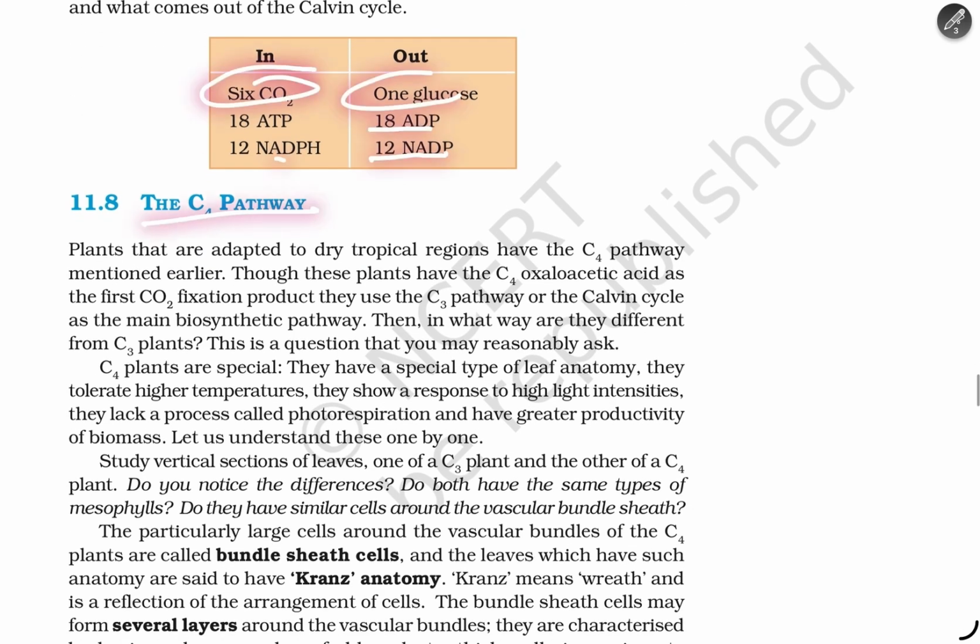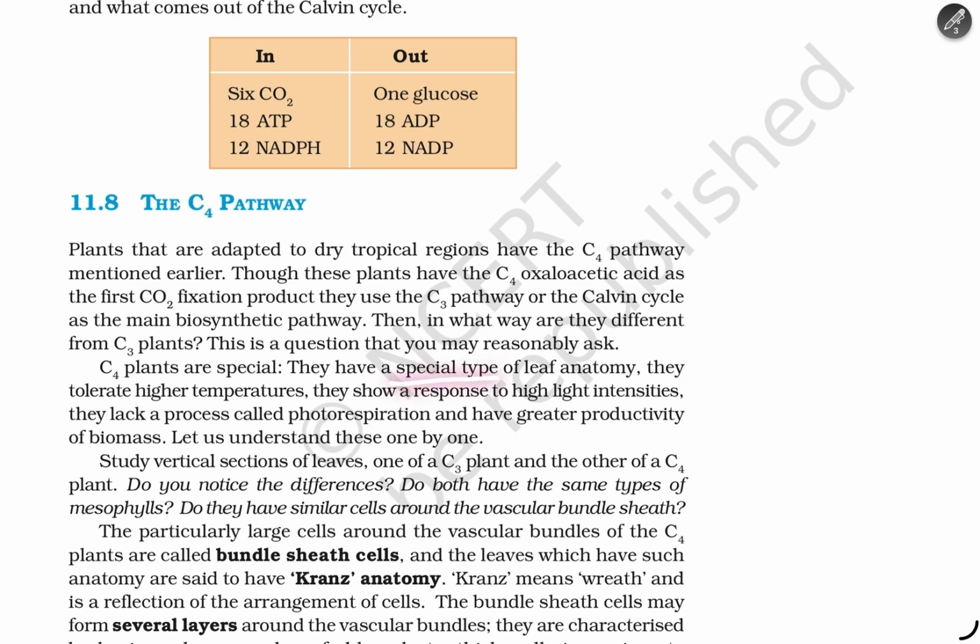C4 pathway. Plants adapted to dry tropical regions have the C4 pathway mentioned earlier. These plants have C4 oxaloacetic acid as the first carbon dioxide fixation product. They use the C3 pathway or the Calvin cycle as the main biosynthetic pathway, in which they may differ from C3 plants. This is a question that you may reasonably ask.